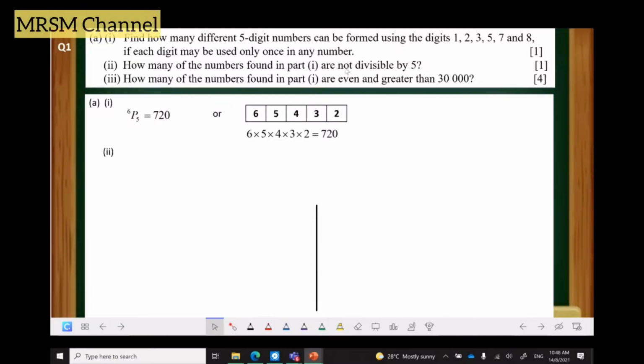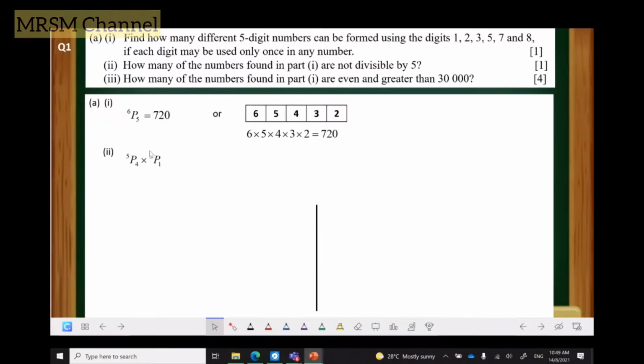Jadi yang kita nak sekarang ni adalah not divisible by 5. Bila not divisible by 5, meaning that the last number cannot be digit 5. Can be any digit except 5. Okay, so sekarang ni kita ada 1, 2, 3, 5, 7 and 8. So we cannot put 5 at the last place. So we only have 5 choices. You want to pick 1. Okay, so this is the last place. Okay, the last place is 5p1. Alright, so kita kena isi yang ni dulu. Okay, kita kena isi yang restriction dia dulu.